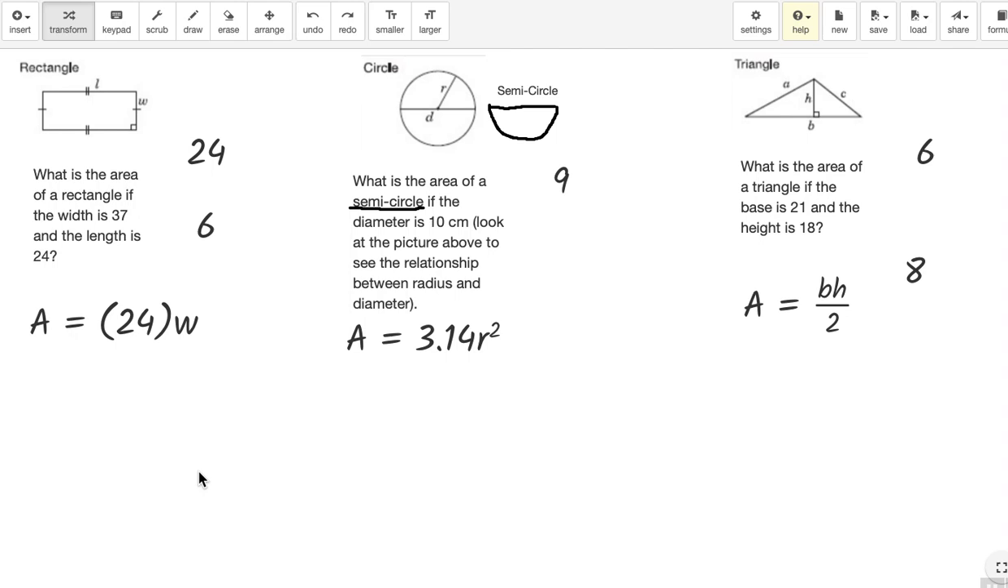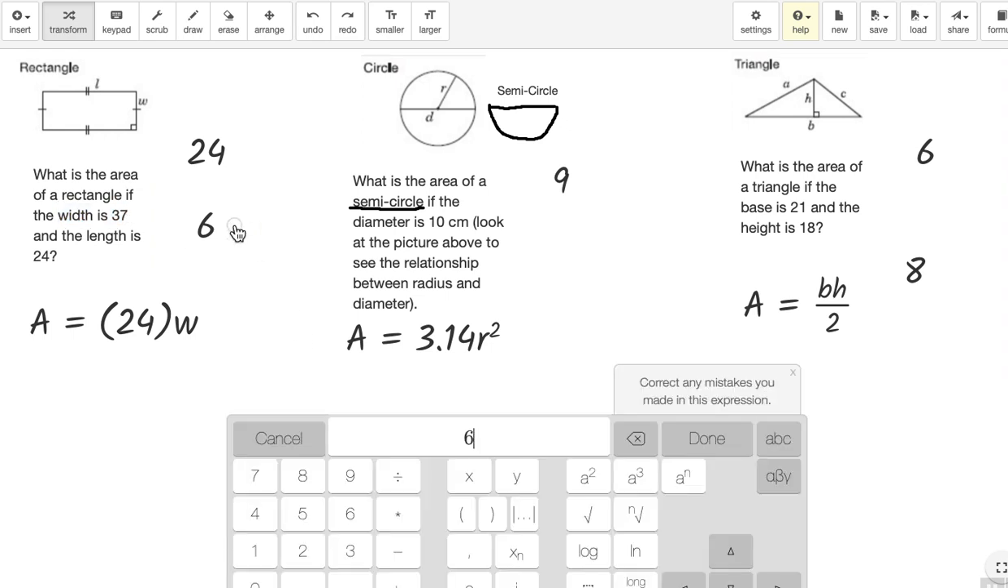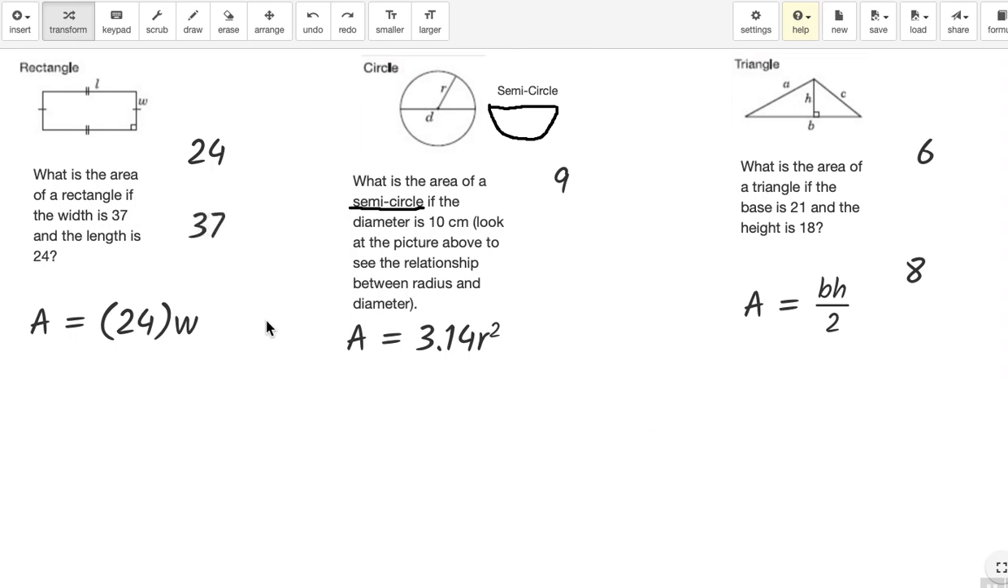Okay, 24L. Now what I want to do is substitute in for W, for the width. And it says right here, the width is 37. So I've got this other number here. I can click on that, and I can change that 6 to a 37. Done. And now I drag the 37 over top of W.